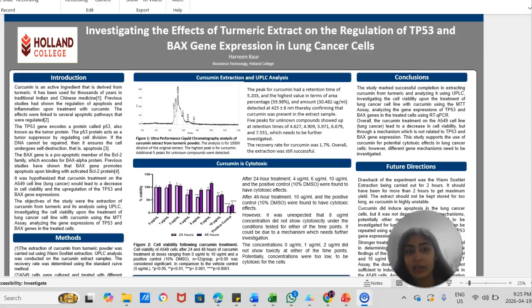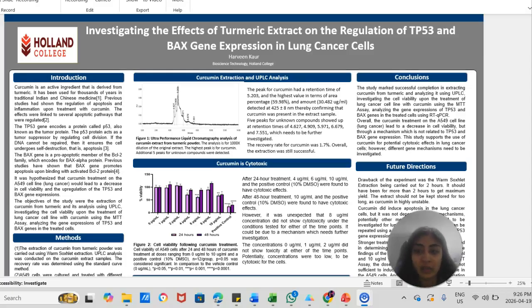Recently, I did a research study. I was investigating the effects of curcumin on the regulation of TP53 and BAX gene expression in a lung cancer cell line. The lung cancer cell line that I used throughout this research was the A549 cell line.